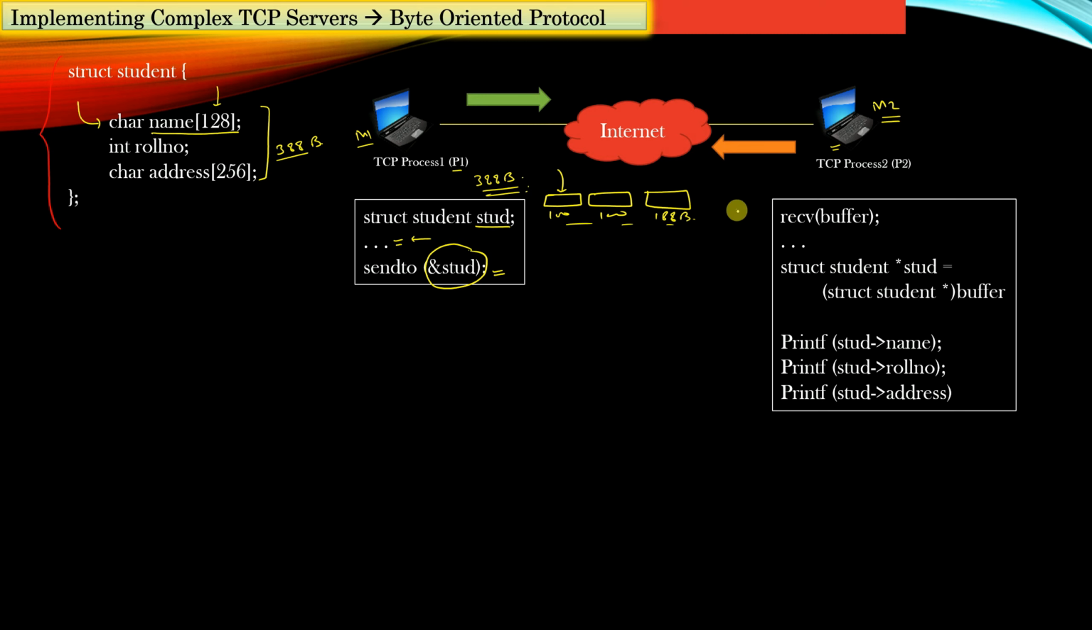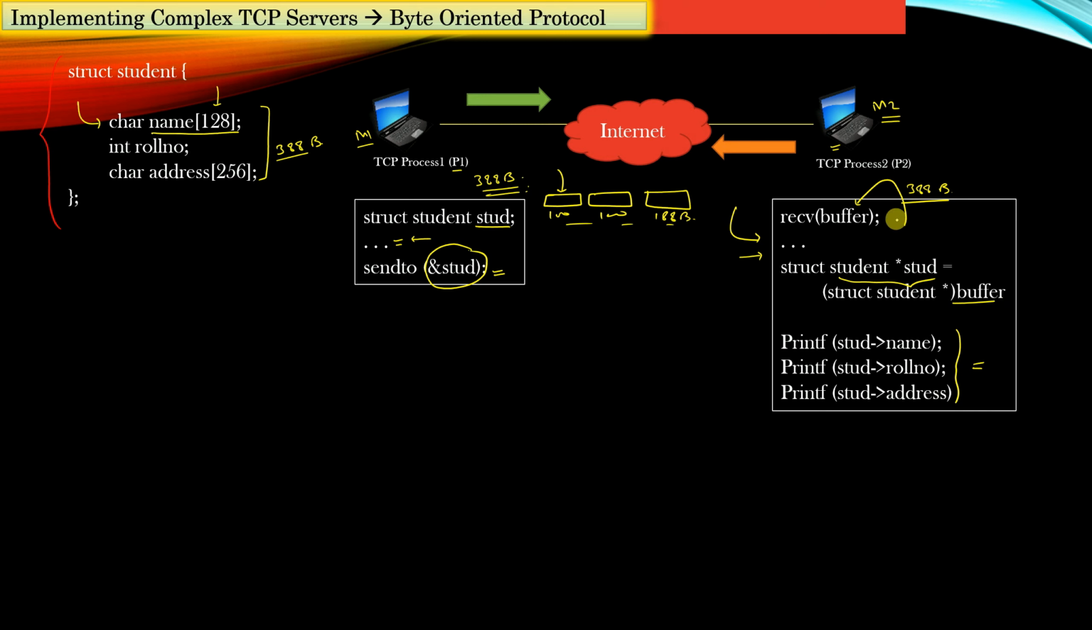So if you write the following pseudocode on the receiving side, then this code is bound to break. This code will work only when the underlying TCP on the machine M2 hands over the entire 388 bytes of the message in this buffer. Only then can you typecast the complete buffer memory into the structure of type student, and then you can do whatever you want with that structure.